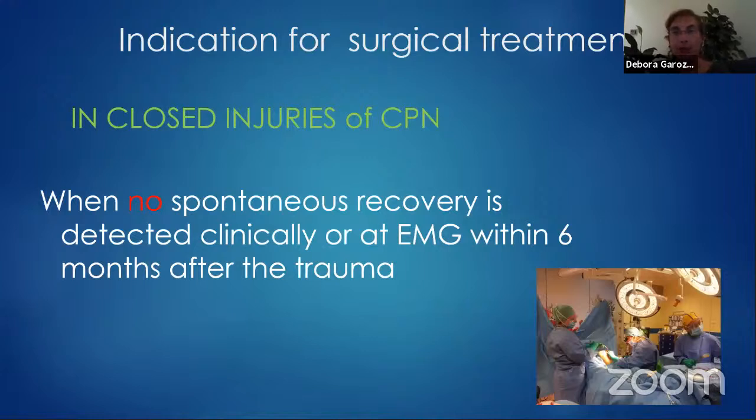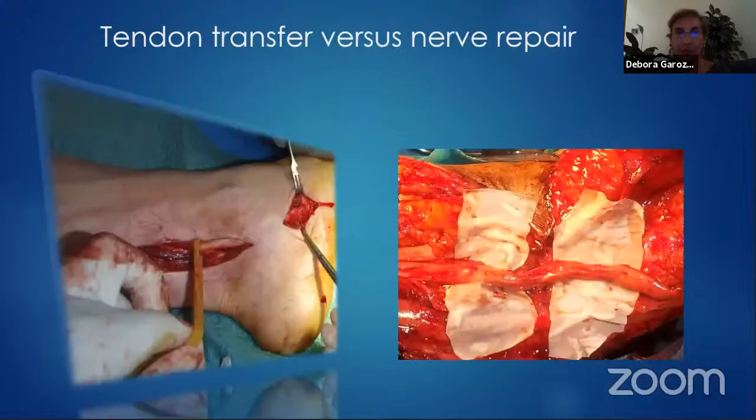Now, what happens if we do not have a spontaneous recovery? In closed injuries of the CPN, we usually have a wait and see approach for a few months. Usually I would wait up till 4-6 months. And then in that case, we will give indication for surgery. Now, when we talk about surgery, we know that actually the strategy has been rather controversial in the literature. And there is the debate about submitting these patients to a tendon transfer or a nerve repair.